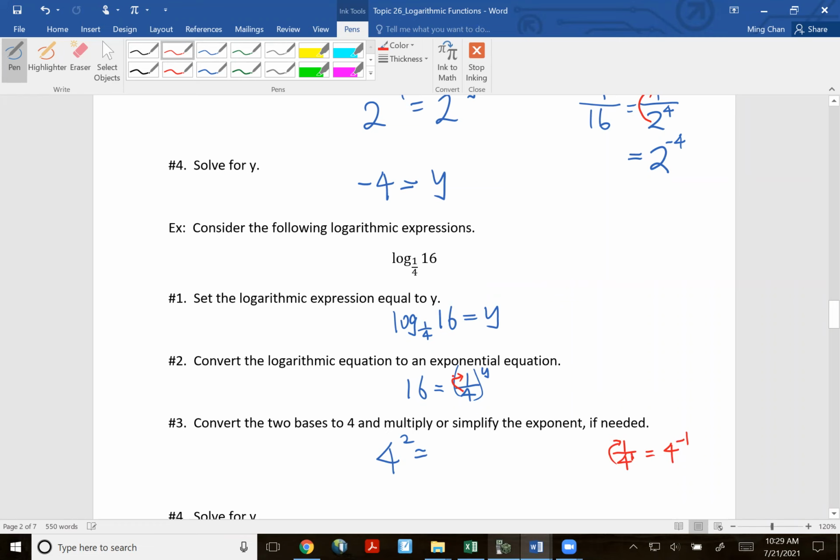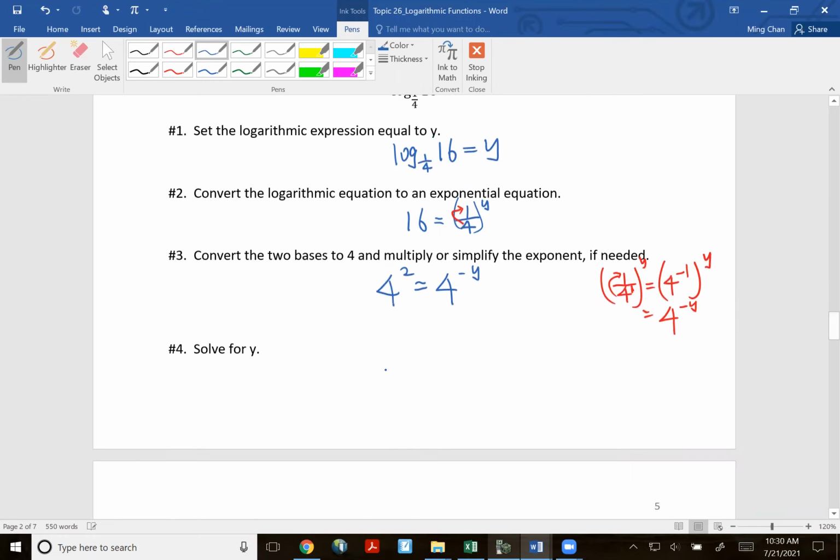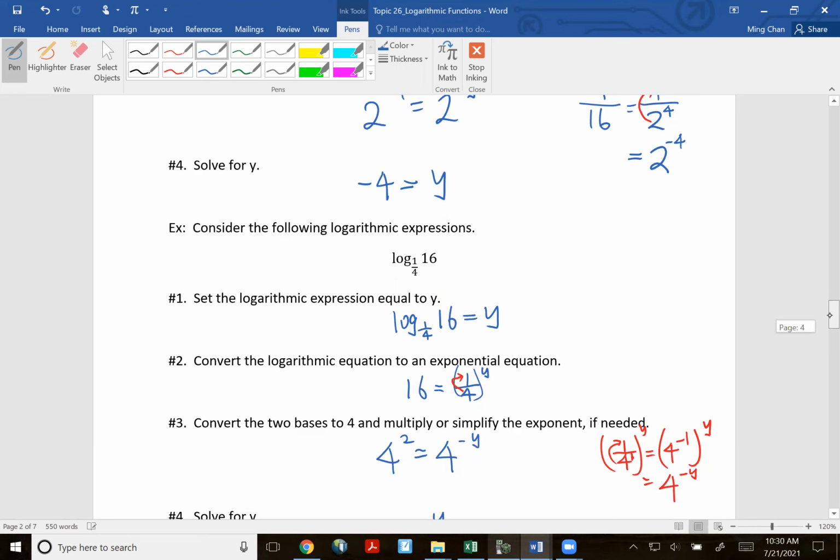Now remember, on the very outside, I had a y power. So if I apply the power rule here, that should be 4 to the -y power. So if I solve for y, this is now going to be -y equal to 2. Therefore, y is equal to -2.